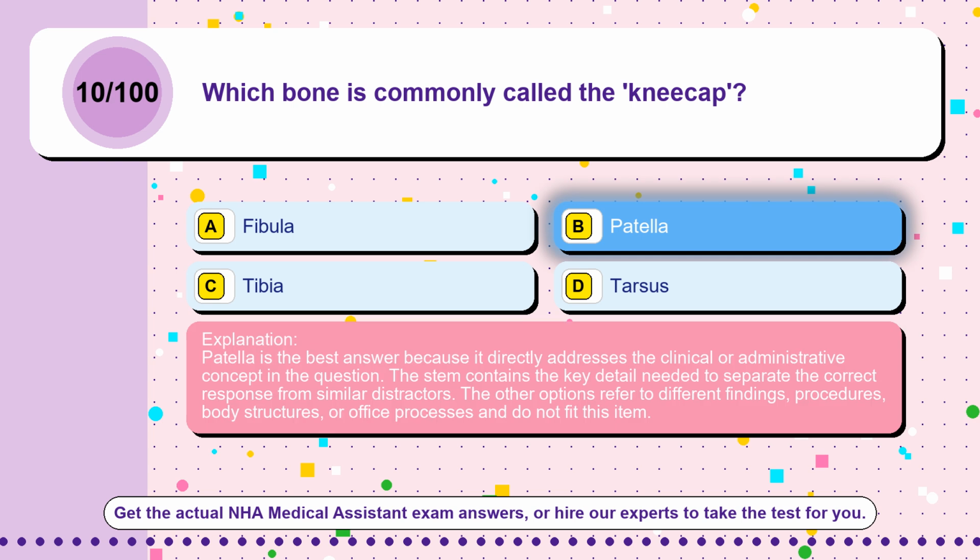Patella is the best answer because it directly addresses the clinical or administrative concept in the question. The stem contains the key detail needed to separate the correct response from similar distractors. The other options refer to different findings, procedures, body structures, or office processes and do not fit this item.